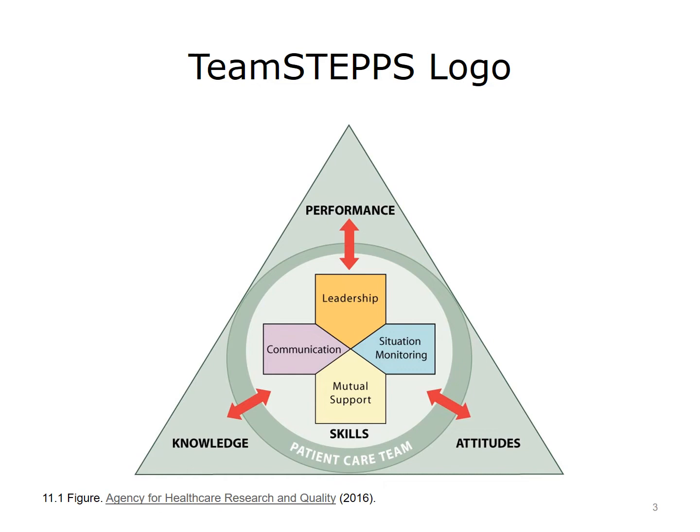In the TeamSTEPPS model, the red arrows reflect the interplay of outcomes and skills that form the basis of a team striving to deliver safe, quality care. In our example, the red arrows would represent the interaction between the skills of a team and the outcomes that are strived for in regards to a high-performing health IT team.